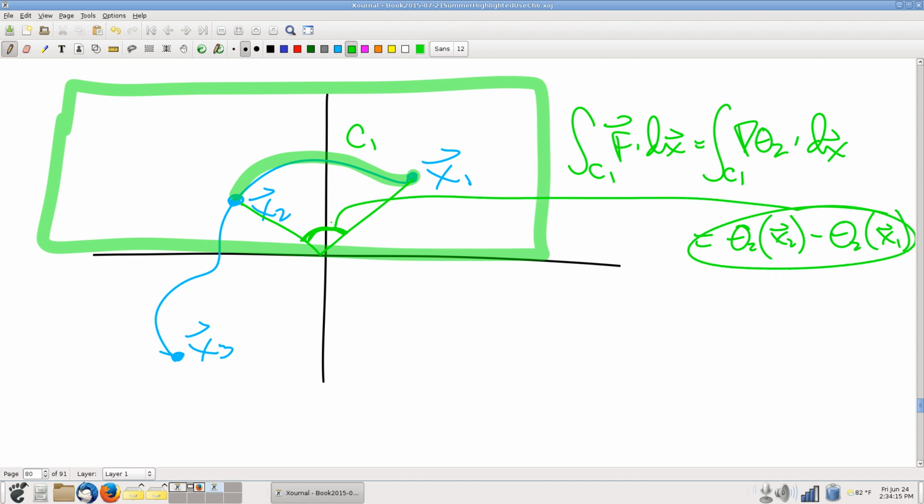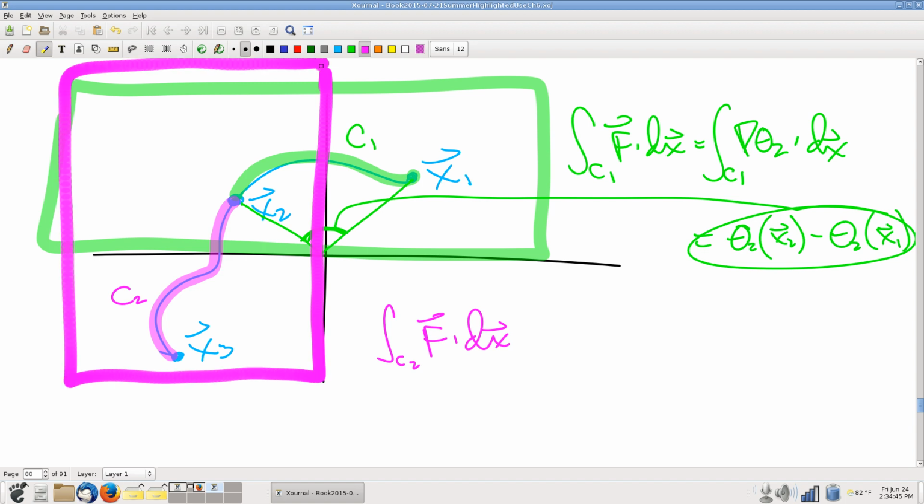All right. Now let's consider this other second half of the curve. So we'll call that C2. And the integral over C2 of f dot dx. Well, now, I can't talk about theta 2 anymore. Right? Yeah, theta 3. Yeah, exactly. Theta 3 is perfectly well defined on this left half plane. So on this left half plane, on C2, we're talking about the gradient of theta 3.